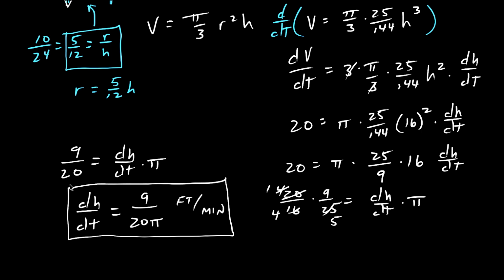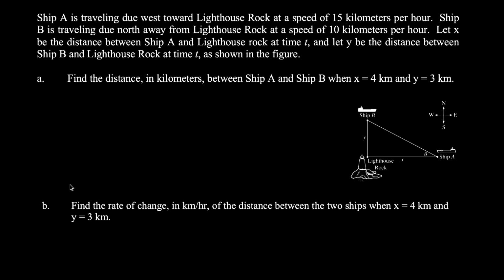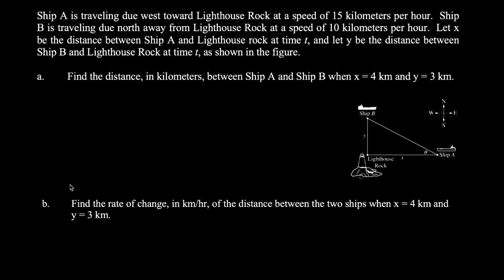All right, the final problem we're going to take a look at is a classic triangle problem using a certain relationship. Let's just go ahead and read it. We see that we have a ship traveling due west towards the lighthouse. That's ship A, it's going in. So that means the distance is decreasing, so that's negative, and that's at 15. Since that's x, we're going to call that dx/dt equal to negative 15.